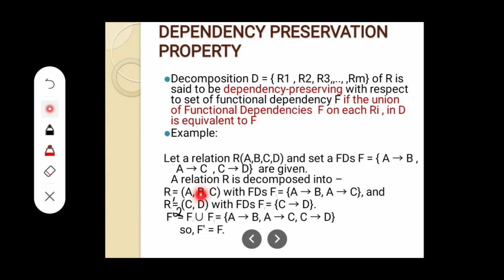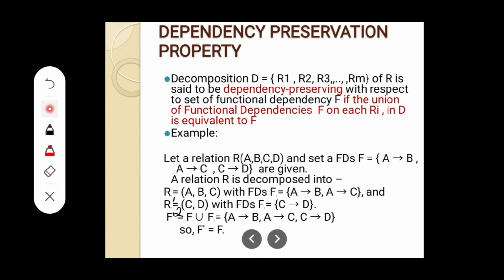So R1 is having attributes A, B, C, and it is having functional dependency F1. F1 having functional dependencies A determines B and A determines C. And R2 is having attributes C and D, and this is having functional dependency C determines D. So this is F2. F2 is C determines D.